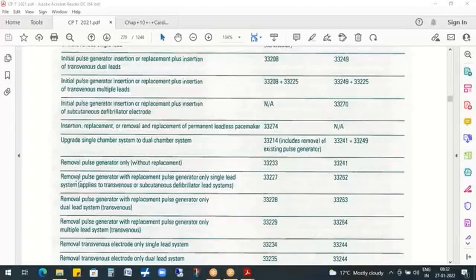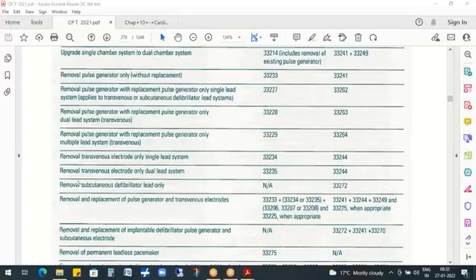Next, replacement of only pulse generator. For removal of generator, the code is 33233. The next 3 codes are used for replacement of pulse generator. Next, removal of lead, in the last rows.